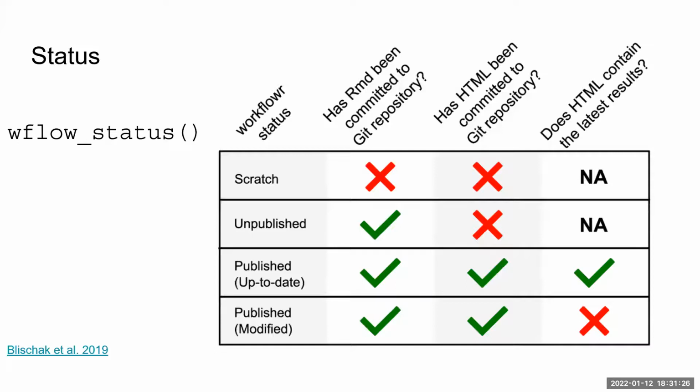I'm not going to get into this. This is more for the people who are already familiar with Git to understand how Workflowr is working in the back end. So if you're not familiar with Git, that's okay. You don't have to understand all this right away. But the idea is that there's a workflow status function, and it combines the Git status of the R Markdown file with the Git status of the HTML file. And the big thing is, is the HTML file from the latest version of R Markdown, and are they both version controlled?